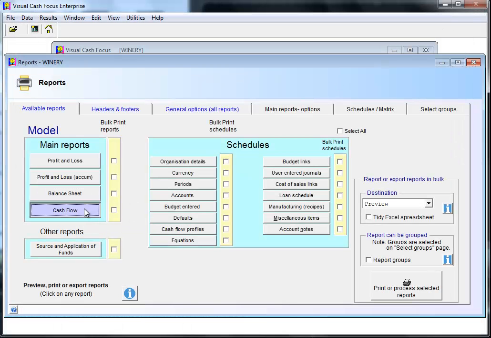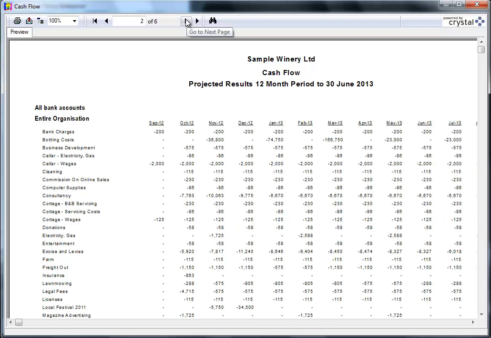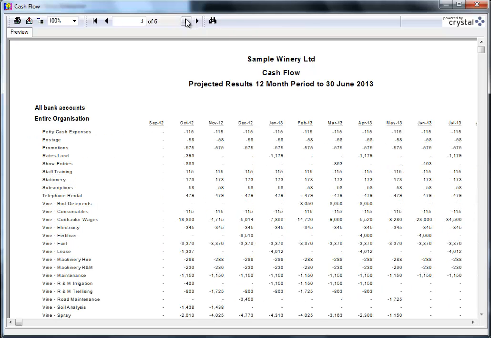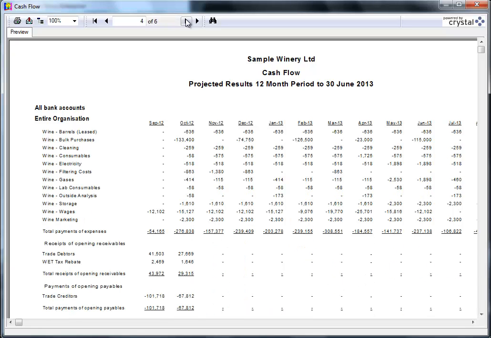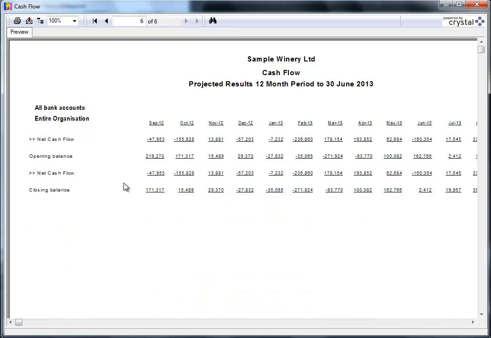If we now look at the cash flow report, we can see the revenue collection from our distribution channels, the payment of expenses including overheads and our direct winery and vineyard costs. We can see the impact of opening debtors collections and creditors payments, the impact of new funds introduced, and a capital expenditure program for building a new winery. The final result shows the projected bank balances and the level of seasonal funding required.